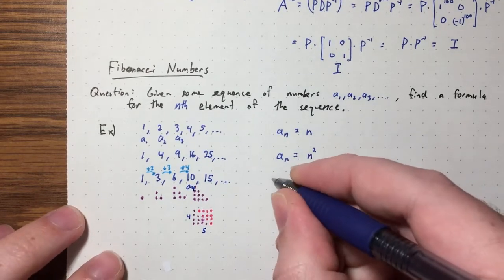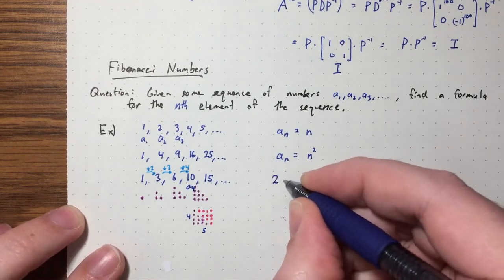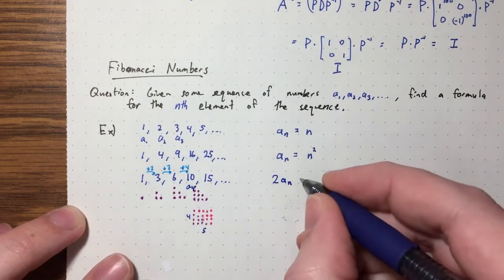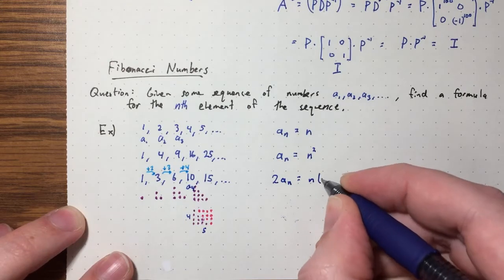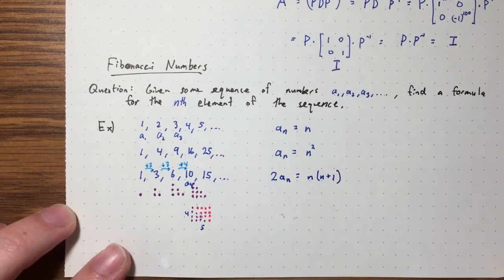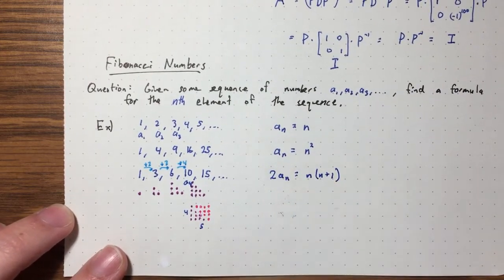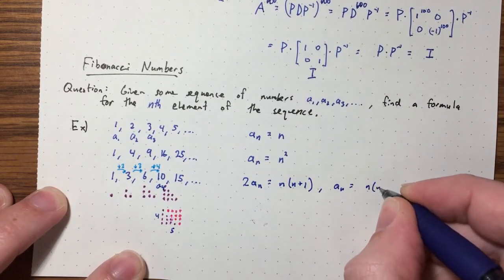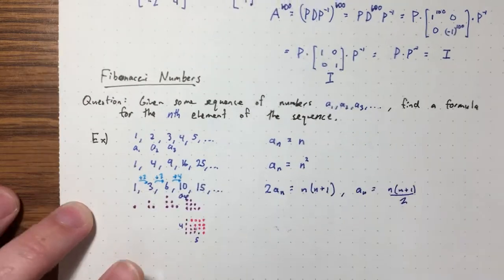So if I take 2 times the nth triangular number, then I get a rectangle with dimensions n times n plus 1. So the number of dots is n times n plus 1, which means that actually A_n is going to be n times n plus 1, over 2. And this is actually a formula that works.